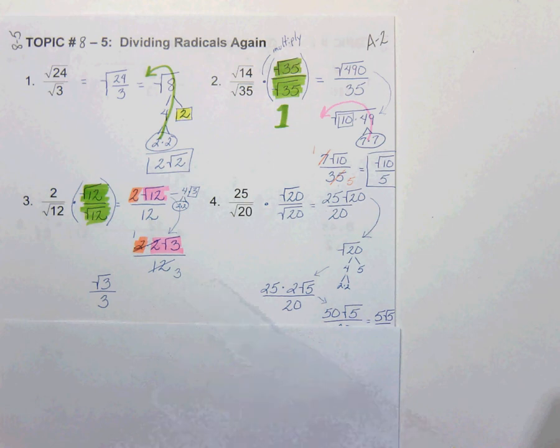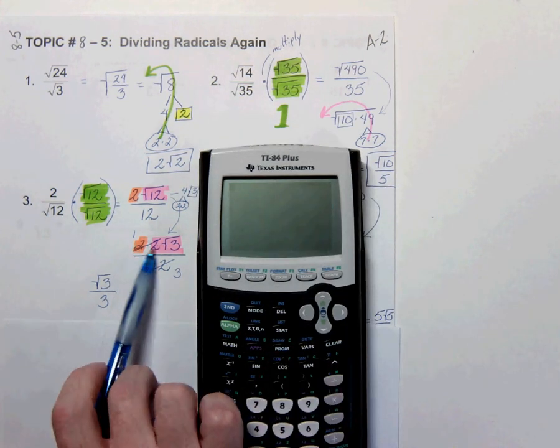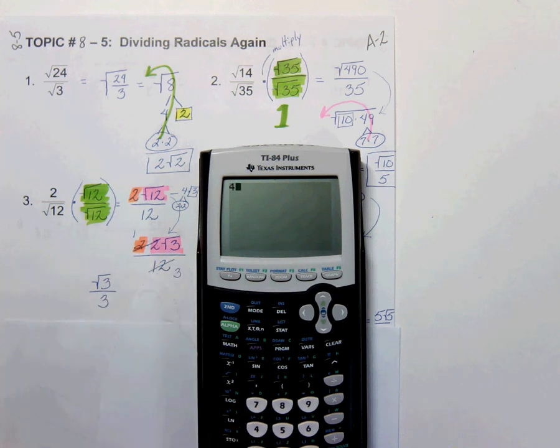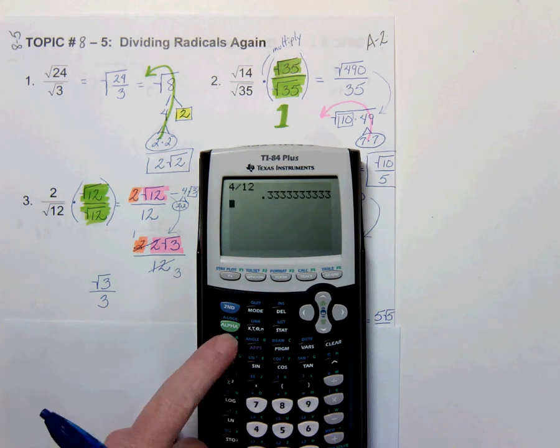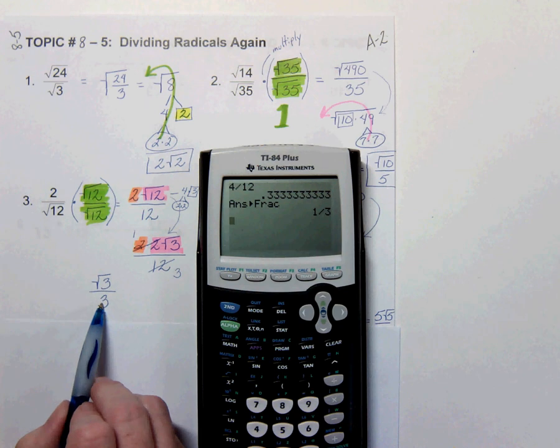If that's confusing to you, you can do this. You can know that this was a 4. Your denominator, this means to divide, was a 12. 4 divided by 12 is 0.33333. If you hit the math button here, enter, it gives you back the fraction. That's understood to be a 1/3.